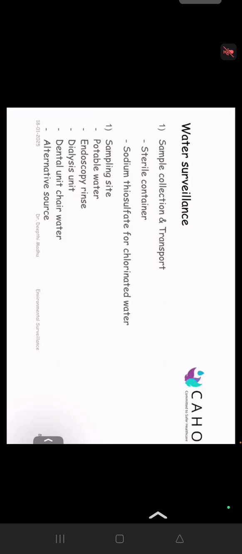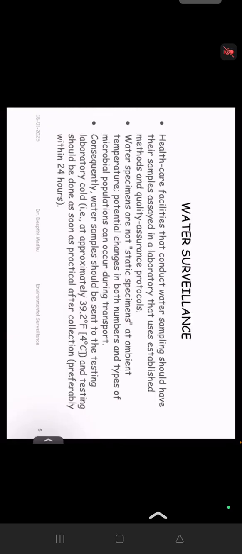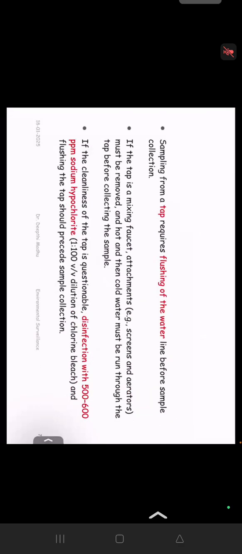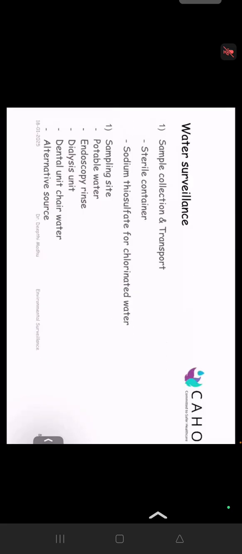So these many points, these 1, 2, 3, 4, 5, 6, 7, 8, 9, 10 points need to be kept in mind just for collecting water for surveillance. If all these points are not well understood and well demonstrated during water culture sampling, then your culture result itself can get confounding, or it can yield mixed results which won't help us in any way.